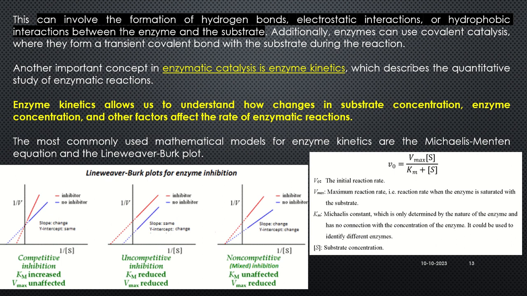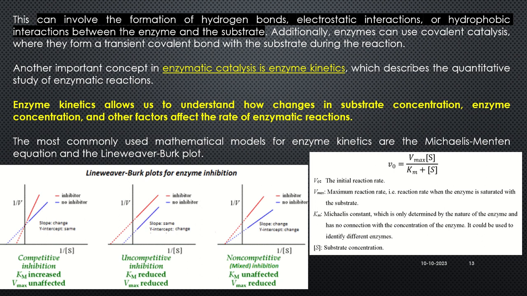Now I will also explain that enzyme kinetics allows us to understand how changes in the substrate concentration and enzyme concentration, two things, and other factors also affect the rate of enzymatic reaction. The most commonly used mathematical models for enzyme kinetics are the Michaelis Menten equation and the Lineweaver-Burk plot. First is the Michaelis Menten equation and the Lineweaver-Burk plot. These two: the Lineweaver-Burk plot for enzyme inhibition and the Michaelis Menten equation.